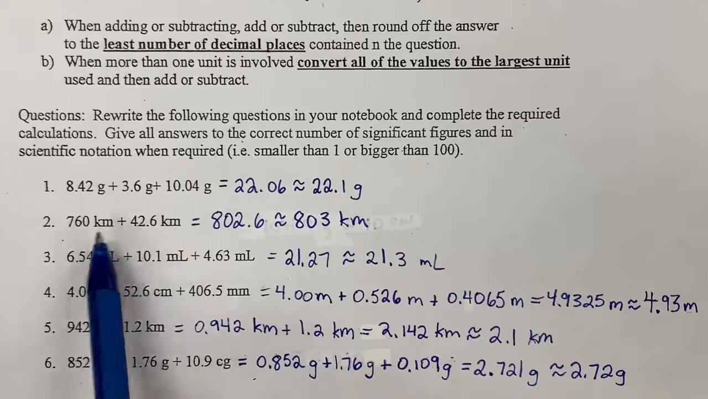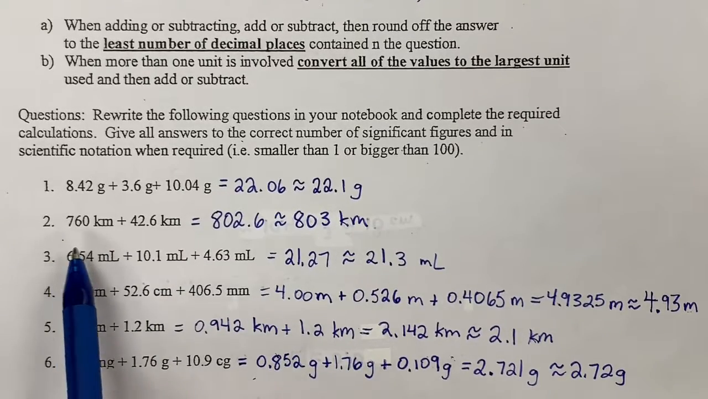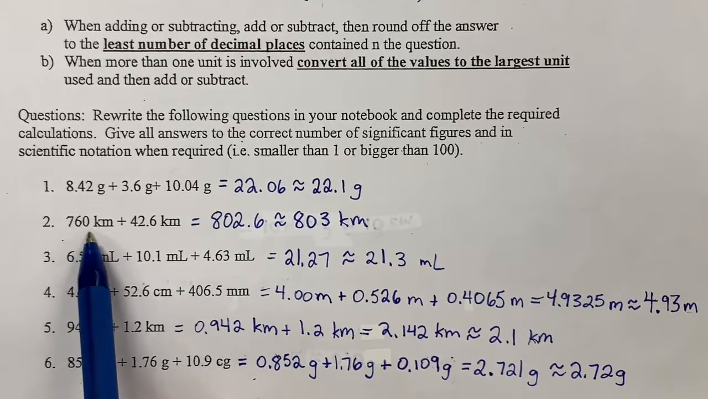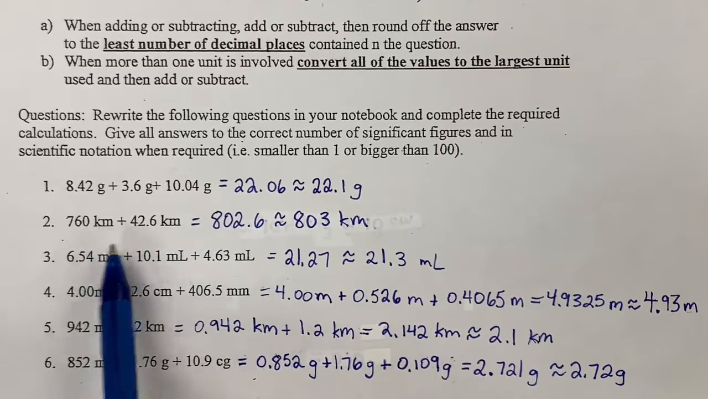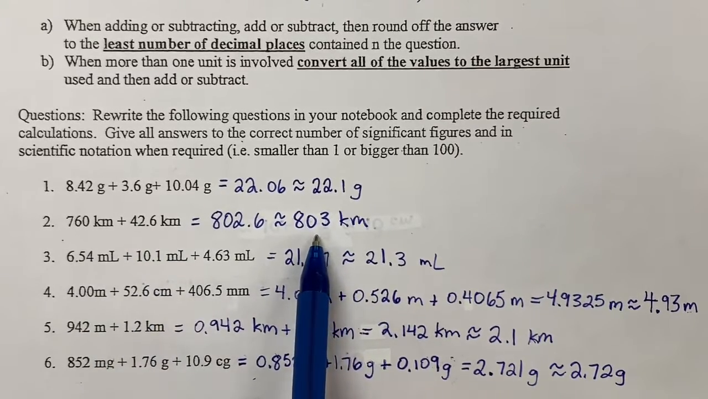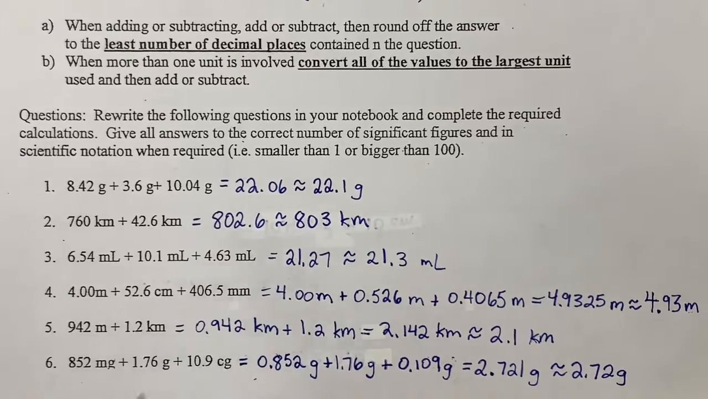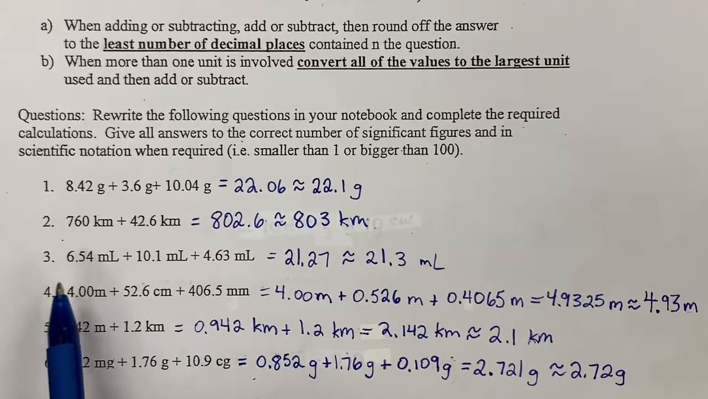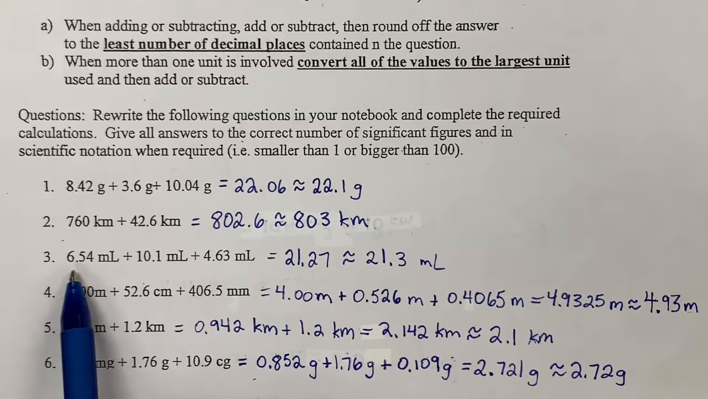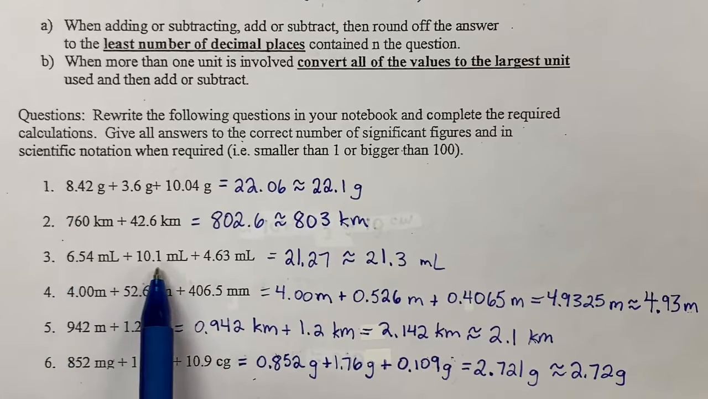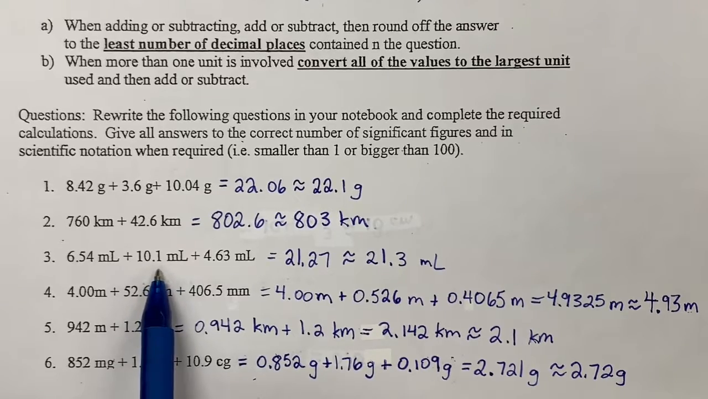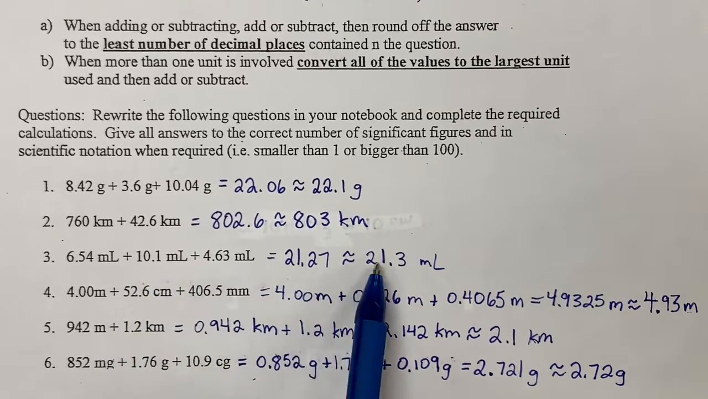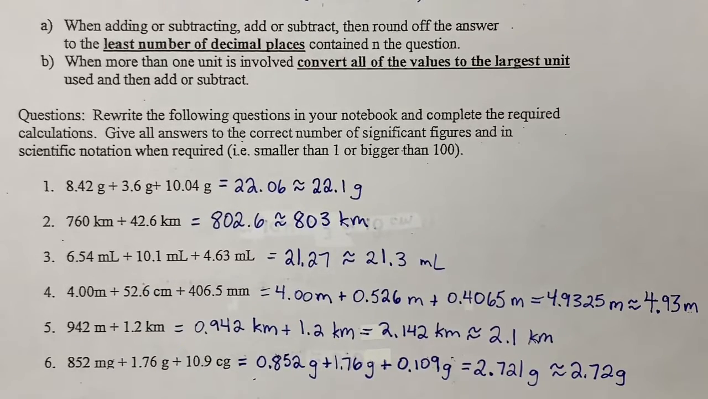Here they're both in kilometers. So this one has 0 decimal places, this one has 1 decimal place. Therefore, I need to have 0 decimal places in my final answer, so I round to the nearest 1. Here, we're looking at 2 decimal places, 1 decimal place, 2. So we need to go to 1 decimal place, round it to the nearest tenth.